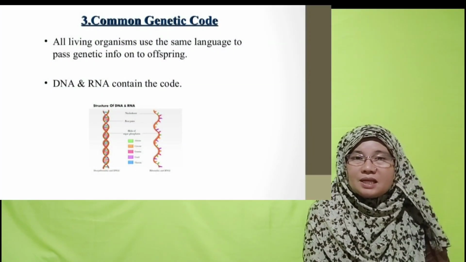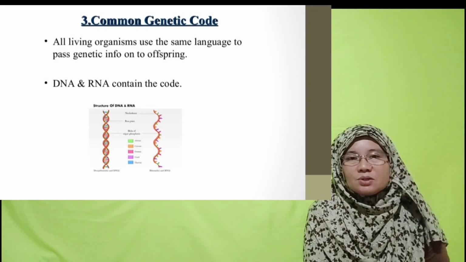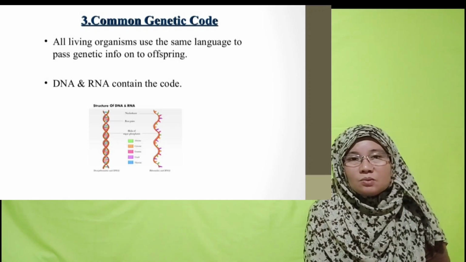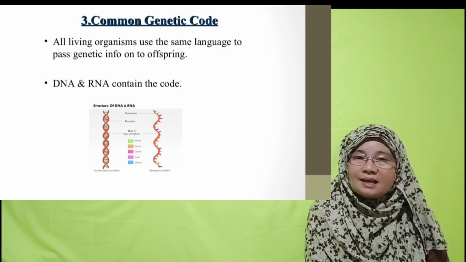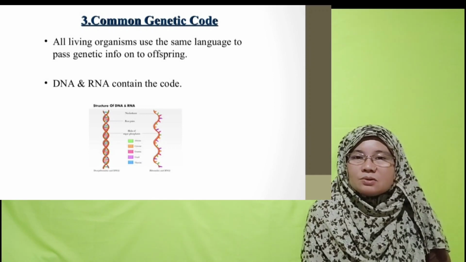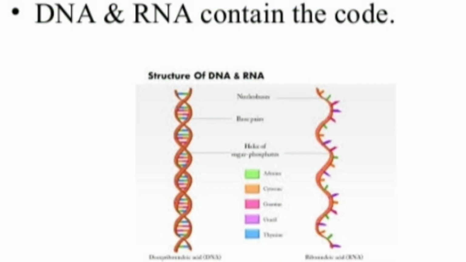Next, we have number 3, common genetic code. All living organisms use the same language to pass genetic information to the offspring. So, we have here the DNA and the RNA, which contain the code. This one is the DNA, which is double-stranded, and the single-stranded one is called the RNA.